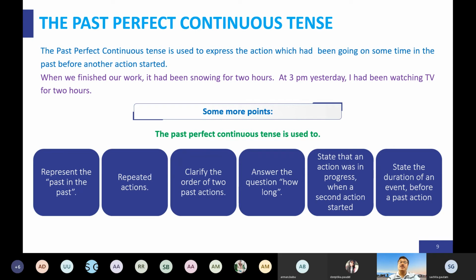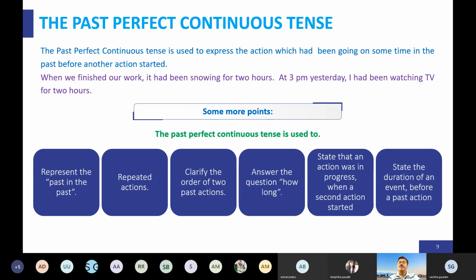In the second sentence, at 3 p.m. yesterday, I had been watching TV for 2 hours. So this speaker, when did this speaker start watching TV? At 3 p.m. Look, at 3 p.m. I had been watching TV for 2 hours.